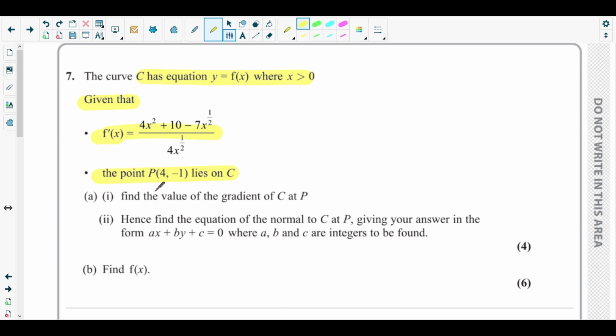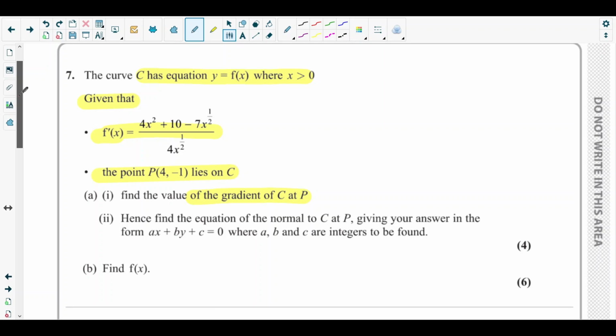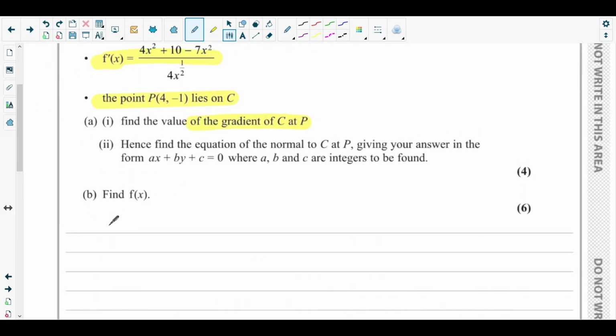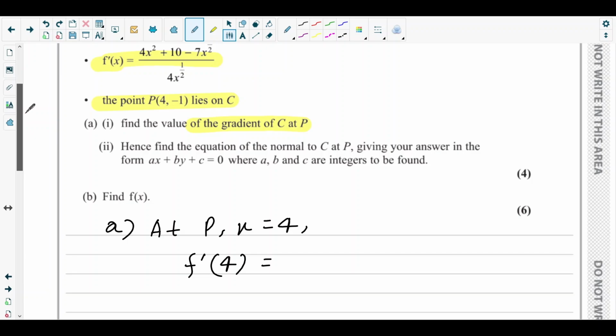part A1, it's asking to find the value of the gradient of C at P. So we just need to find out the gradient of the curve C at the point P. The gradient function is given, so we will use this gradient function. At P, the x coordinate is basically 4. So f dash 4, we will just substitute x equals 4 into the gradient function.